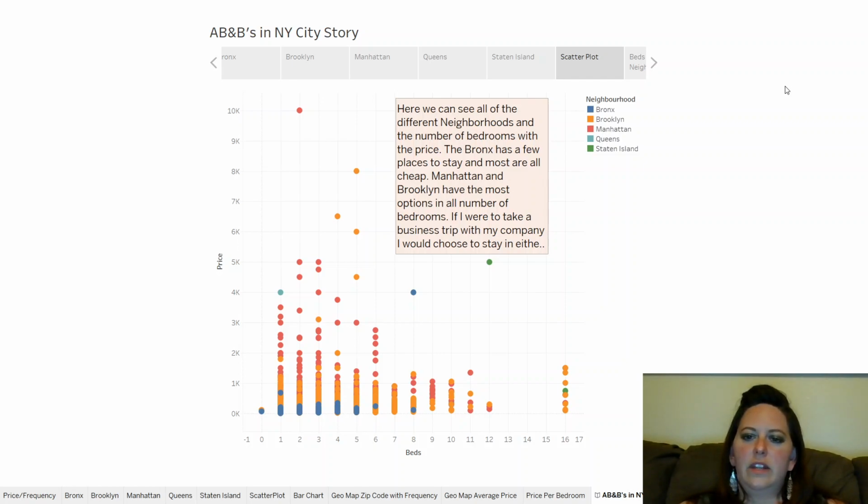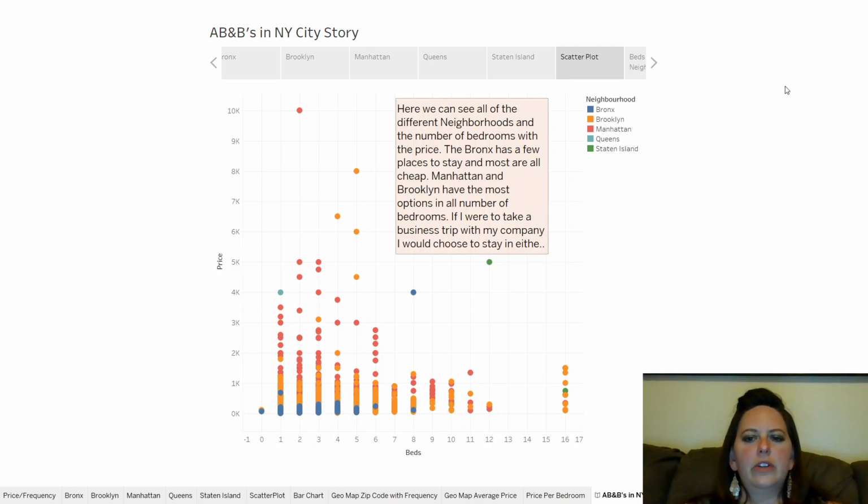I see the orange and the pink. Manhattan and Brooklyn would be our best options for the 10 to 11 bedroom opportunities for our Airbnbs. Also, we would be able to stay under the $1,000 mark, so there's a lot more opportunity in those two neighborhoods just by looking at the scatter plot.